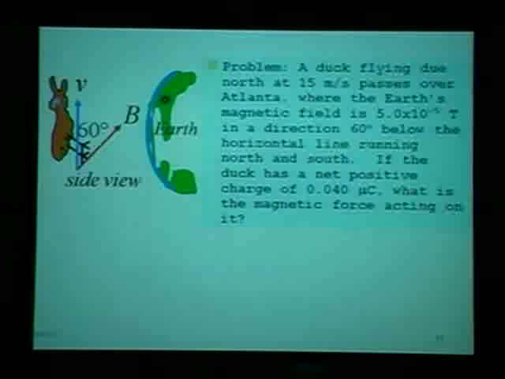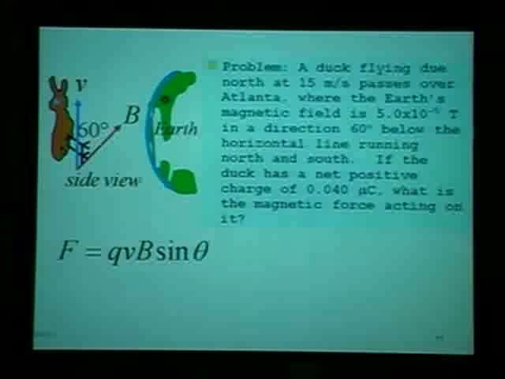Okay, the duck flying south to north encounters the Earth's magnetic field. The Earth's magnetic field is generally from south to north, but at Atlanta, it's directed 60 degrees down. So what's the magnetic force acting on the duck?